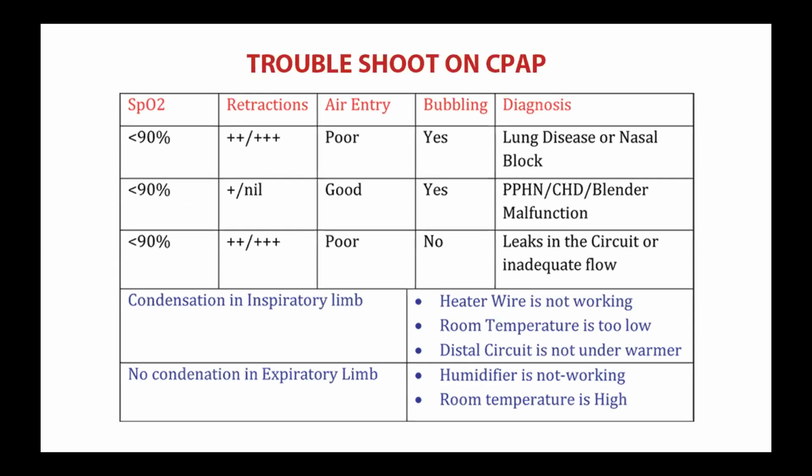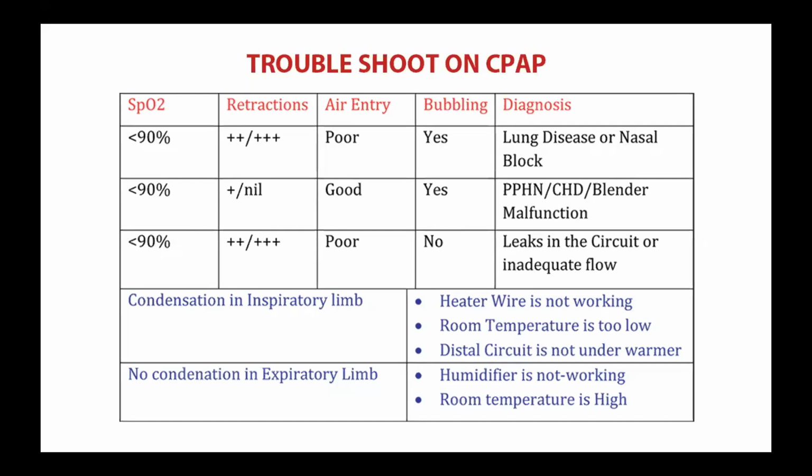Some of the troubleshooting issues which are very common in CPAP: the baby is maintaining low saturations, he's having retractions. That means the pressure is inadequate or the pressure is not reaching the lung. How do we know which of these is possible? If the air entry is poor, but bubble sounds are heard or seen in the bubble chamber, that means the pressure is built in the tube, but it's not reaching the lung. This could occur if there is a nose block, or the nose block is not there, but the lung disease is severe and FRC is very low, or there could be a worsening of lung disease. So you need to keep increasing the pressure to a pressure of 7 before you can say that things have not worked.